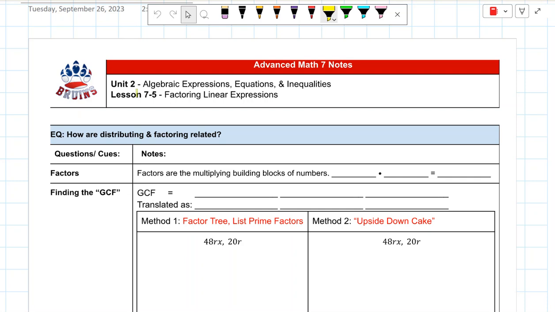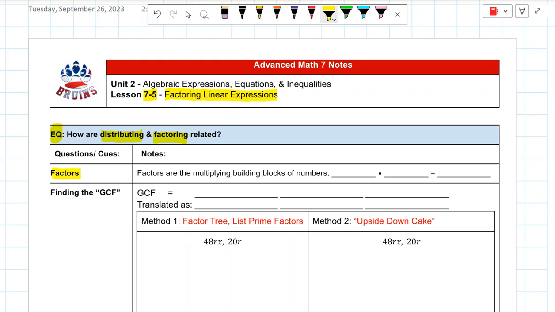Today we are learning about lesson 7-5, and that is factoring linear expressions. Our essential question for the lesson is, how are distributing and factoring related? Let's find out. What are factors?